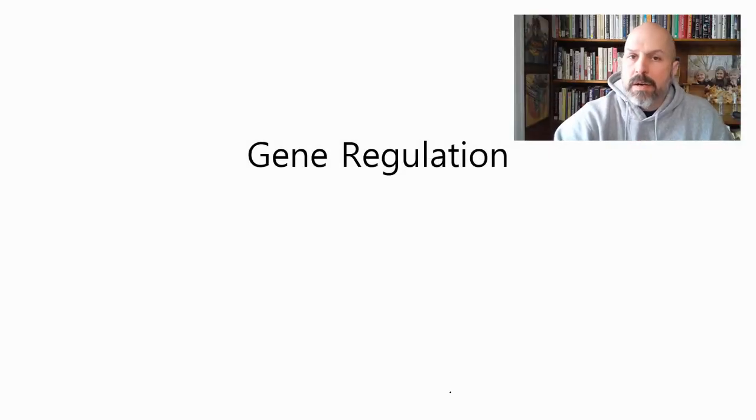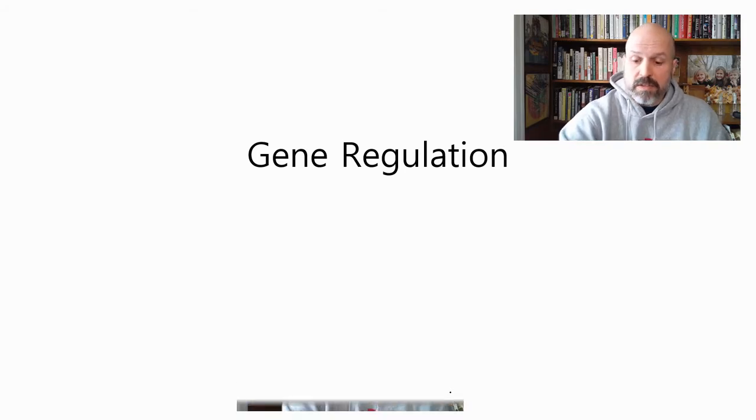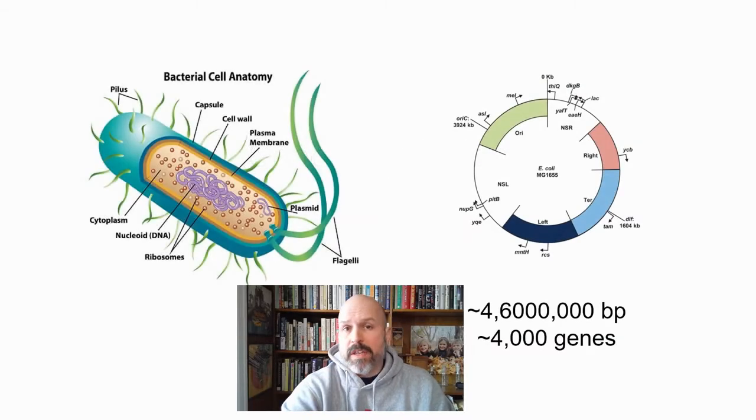Hi, everybody. Welcome back. Today, we're going to talk about how species turn on and turn off their genes. More importantly, when do they turn on and turn off those genes? To begin with, we're going to start with the easiest examples, and those are the prokaryotes.